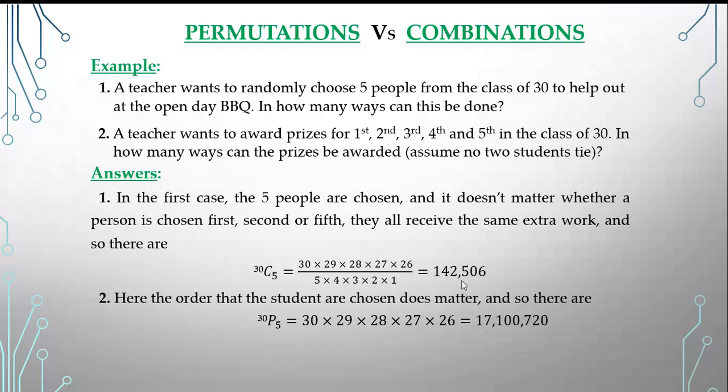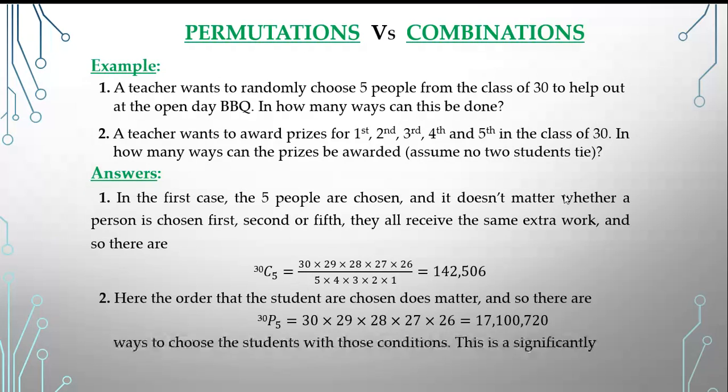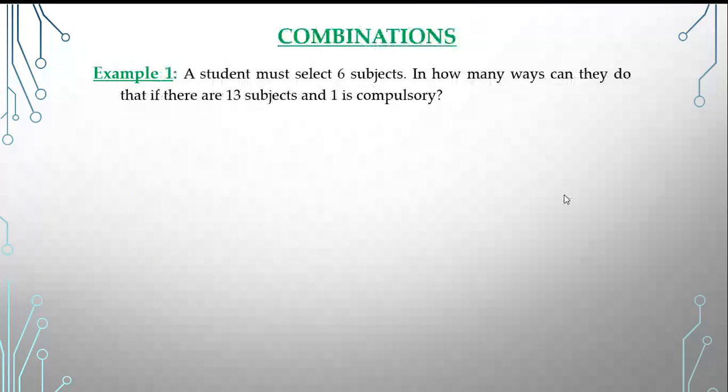So see the difference between these numbers. Clear? Now it is clear where we use combinations and where we use permutations. Where order doesn't matter, you use combinations, and where order matters, where arrangements matter, we use permutations. Clear? Okay, now let's take another example of combinations.